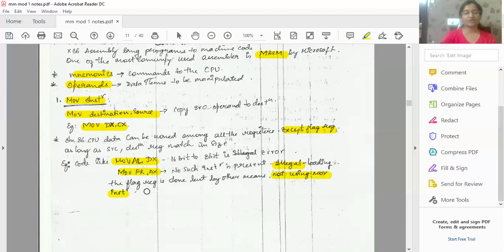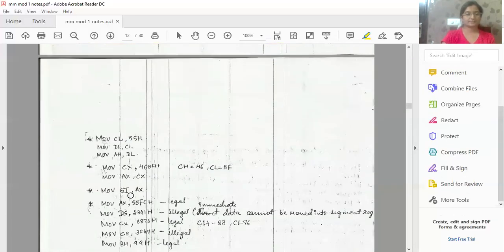Okay, we cannot load the flag register using the move instruction. Then next, MOV CL, 55. 55 is 8-bit data which is moved into CL. CL is an 8-bit register, yes, it is valid.